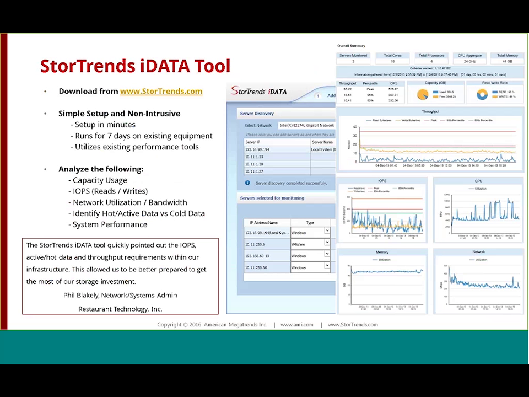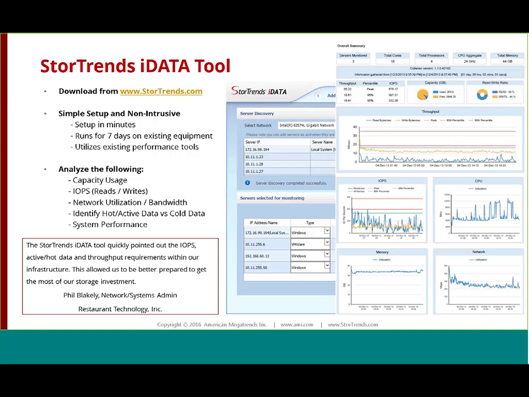This is downloadable from StorTrends.com. It's free to run. It sets up in just a few minutes. You can run this on physical servers if you're not yet virtualized, or inside of your virtualized environment. If you're running vCenter, this plugs in underneath vCenter, and it allows you to easily see all of the devices underneath it. It's going to go out and do a server discovery. You're going to select which servers you want it to manage and actually monitor for that 1-week period. And then you can see the screen on the right is what it's going to output.